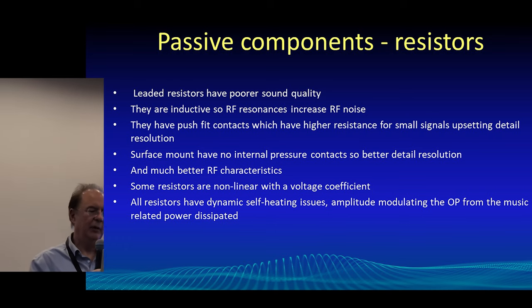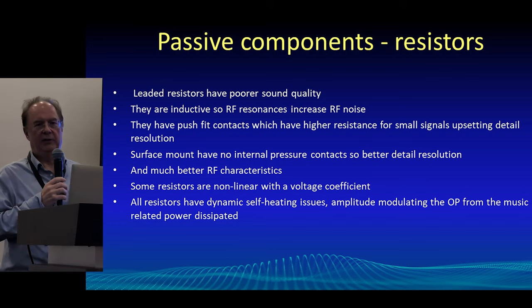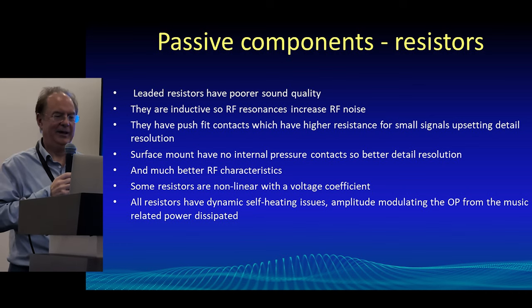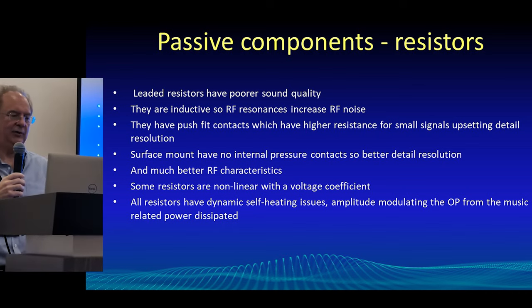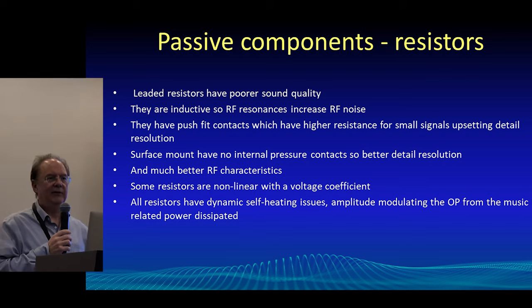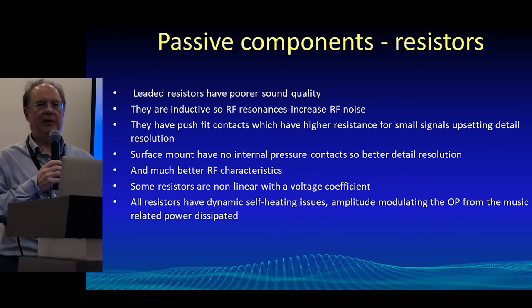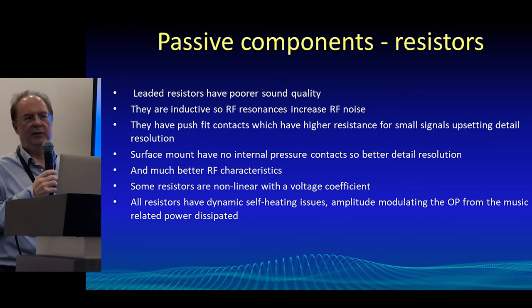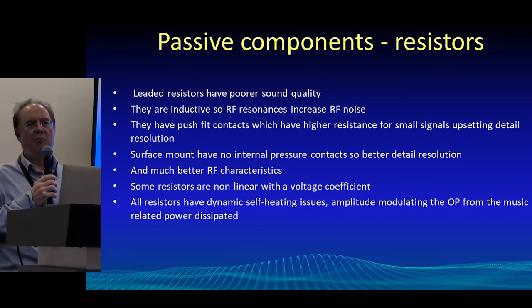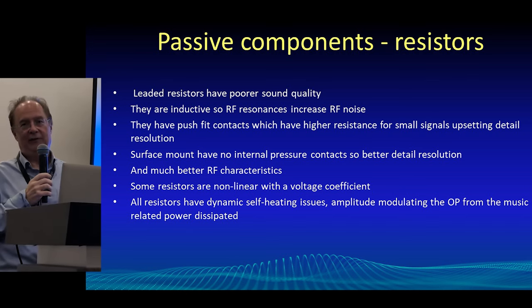Some resistors are non-linear. Carbon composition, for example, is the obvious one. So it's got a voltage coefficient. But, you know, you don't buy those today. But linearity of voltage coefficient is a very small issue. All resistors have dynamic self-heating issues. So what happens here, the signal goes through the resistor and it gets warm. It might be only half a degree C, but the temperature coefficient of the resistance means the resistance value will change. So you've got the power envelope of the signal modulating the sound. So you've got amplitude modulation effects going on. That is actually surprisingly quite audible.